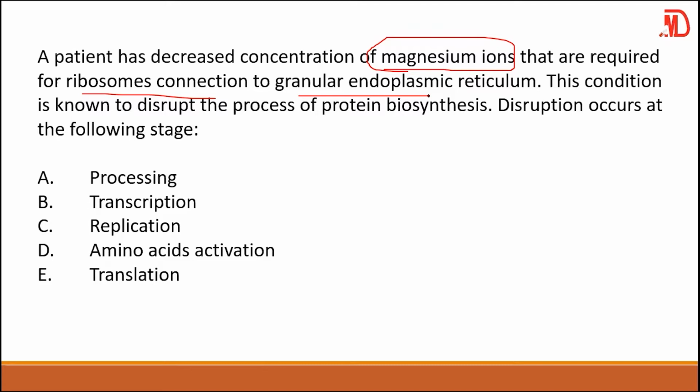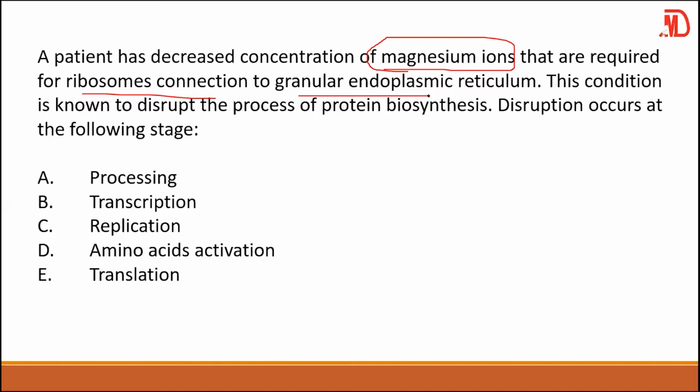But the question is, what is the purpose of ribosomes being attached to them? The purpose of the ribosomes being attached to these things, they are for what we call translation. Don't forget, we have replication, we have transcription, and then we have what? Translation. Now, when we talk about transcription, transcription occurs in the nucleus.